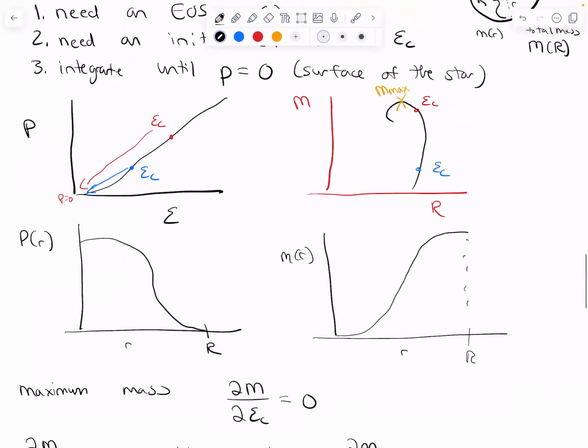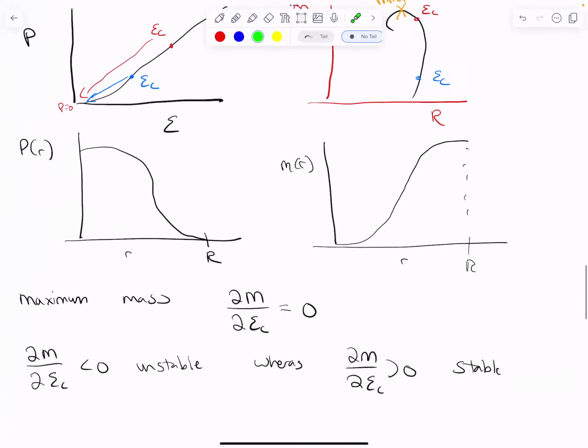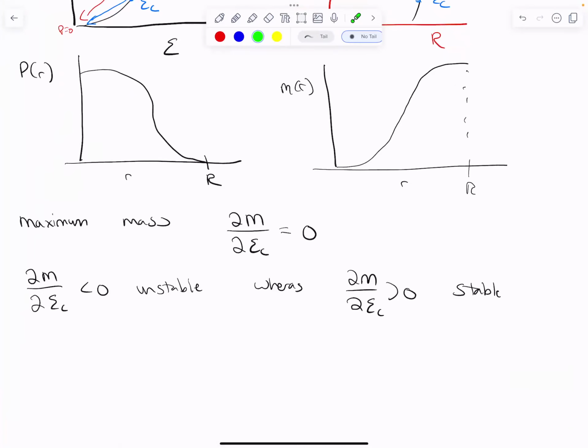And so what that means here, if we go back here, this central energy density is smaller than this one, and basically you're increasing your central energy densities and you're going up this line until you reach your maximum mass where dM/dε_c is 0, and then you've increased your central density and you're actually seeing smaller masses. And so that's the unstable branch.